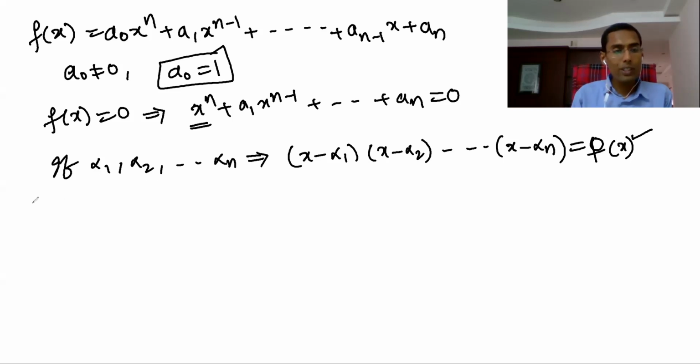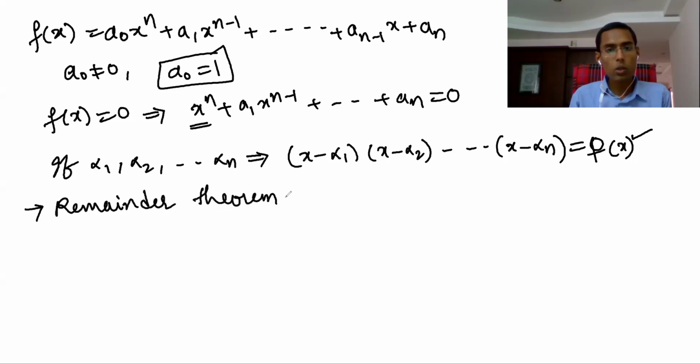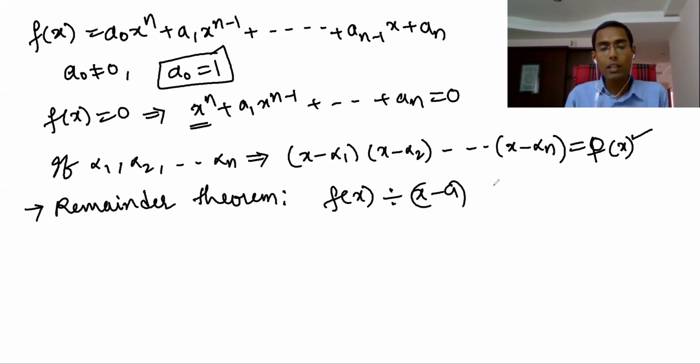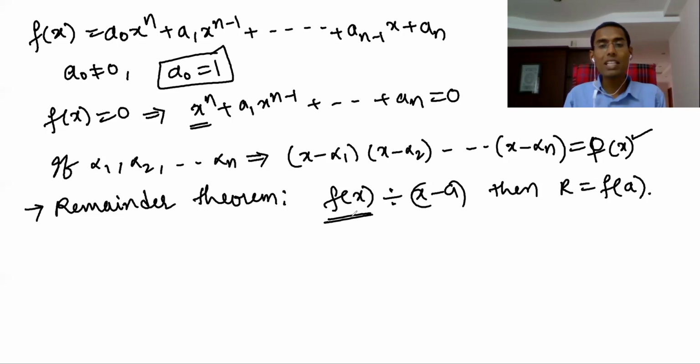Okay, all right. So now what we discussed is this is a polynomial equation, and your first point we discussed is the remainder theorem. What is this remainder theorem? When f(x) is divided by x - a, then the remainder is f(a). If f(x) is any polynomial of degree greater than or equal to 1, when f(x) is divided by x - a, then the remainder is f(a). This is the remainder theorem.